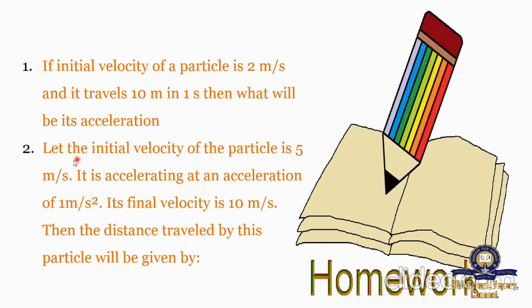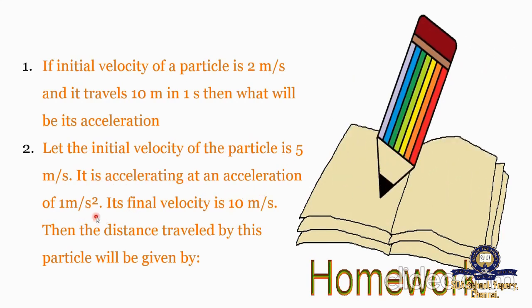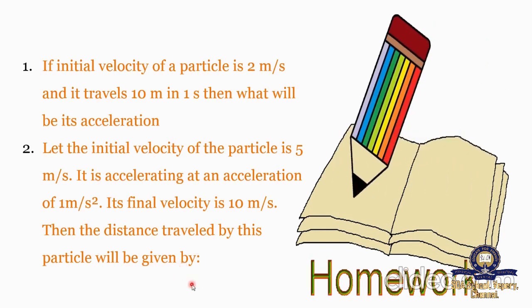And the second question is: let the initial velocity of the particle be 5 meter per second. It is accelerating at an acceleration of 1 meter per second square. Its final velocity is 10 meter per second. Then the distance traveled by this particle will be given by? This you can find using the third equation of motion, so you will be finding the displacement s.